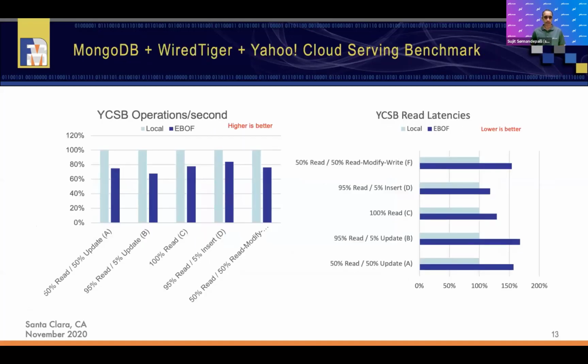This slide compares the performance of MongoDB with its built-in WiredTiger storage engine. And you can see here that there is some performance loss when using NVMe over Fabric compared to the local NVMe devices. The interesting thing to note here is that typically MongoDB is deployed as a multi-node system, and so a lot of these latency and operations per second differences can be absorbed by using a multi-node system.